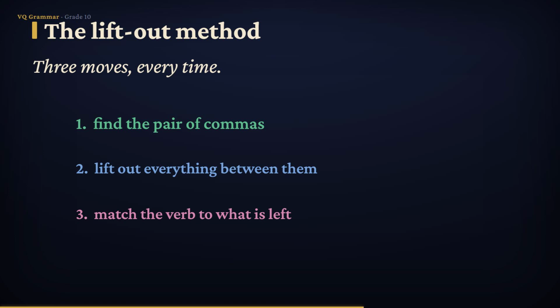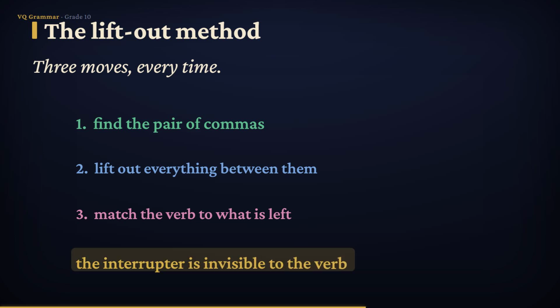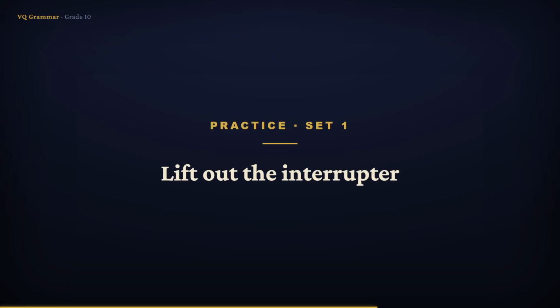That is the whole lesson in one line. The interrupter is invisible to the verb. Notice that this is the same move you learned for prepositional phrases. The only difference is that this time, commas mark the phrase for you. Ready to practice? In this first set, I will give you a sentence with an interrupting phrase and 2 verb forms to choose from. Lift out whatever sits between the commas, find the real subject, and pick the verb that matches it. Pause the video and choose before I reveal each answer.